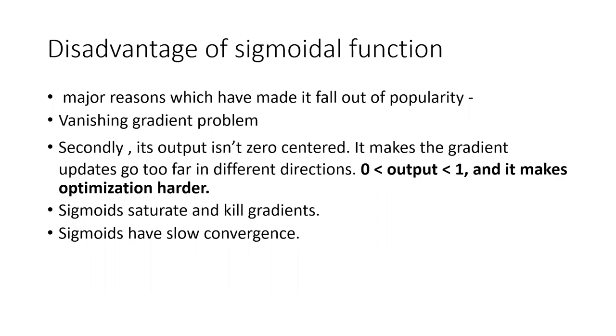And that's why these gradients are killed, because of the vanishing gradient problem. And sigmoids have very slow convergence. We'll come to convergence when we talk about the optimization part, but try to understand that convergence is related to gradient descent, where we find the best learning rate and the global minima, not the local minima. This is a disadvantage of the sigmoid function. So this is a very important slide if the interviewer asks you anything related to the sigmoid function.